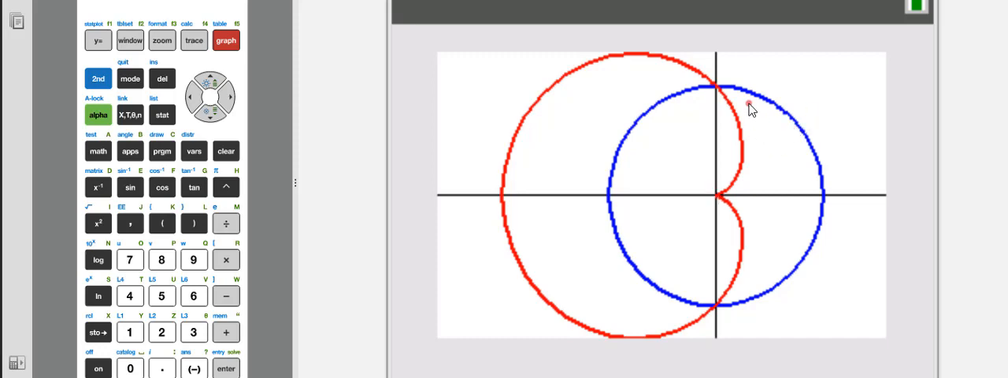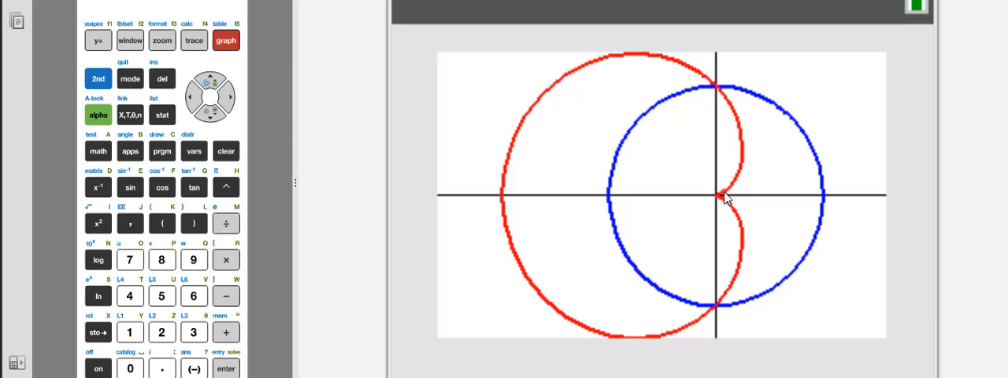So they want us to find the area that is inside the circle, but outside this cardioid, which means that we got to find the area of this right here. This is the area that we need to find. Now notice, if we somehow find the area of this, and since they're symmetrical, we could double the area and get the total area that we want.